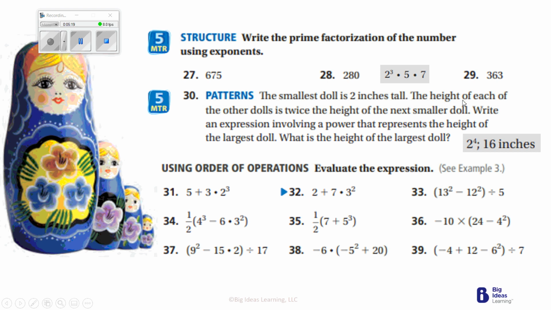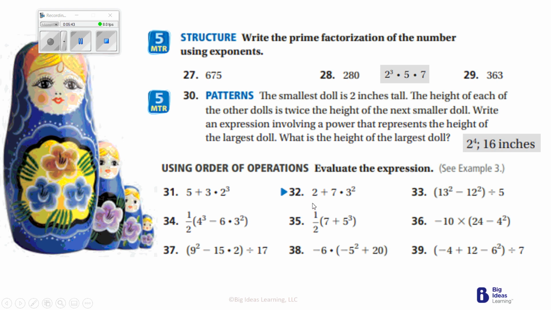Now remember, the height of each of the other dolls is twice the height of the next one. So since this is 1, 2, 3, 4, this is going to be 2 to the second, third, fourth power. 2 to the fourth power is 16. We know this because 2 times 2 is 4, 4 times 2 is 8, and 8 times 2 is 16.